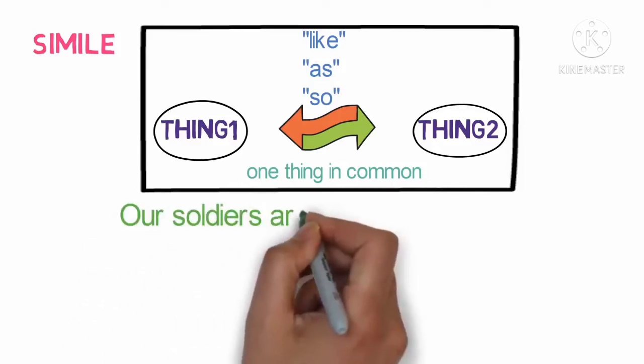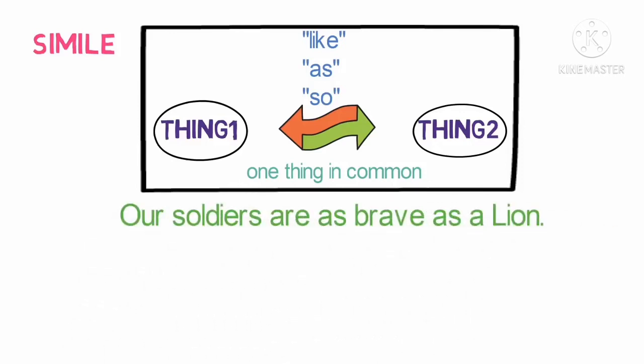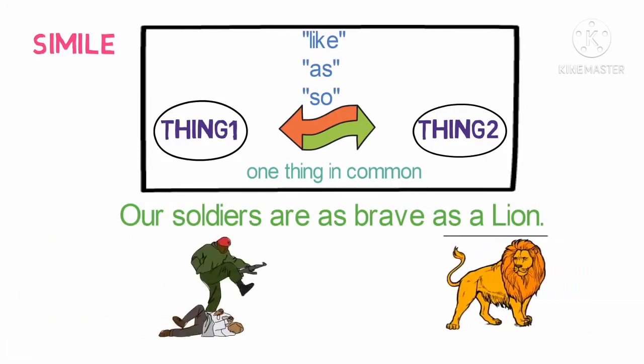Our soldiers are as brave as a lion. Here we are comparing two different things, soldier and lion, using the word as. And what is one thing that is common between both of them? It is their bravery. They both are known for their bravery. So here, as brave as a lion is a simile.